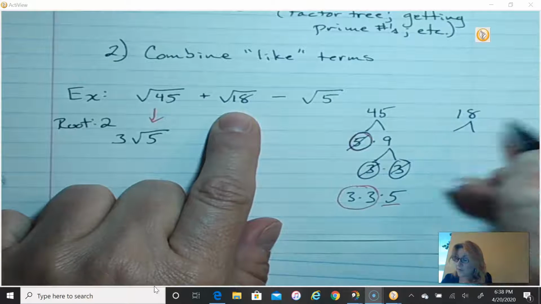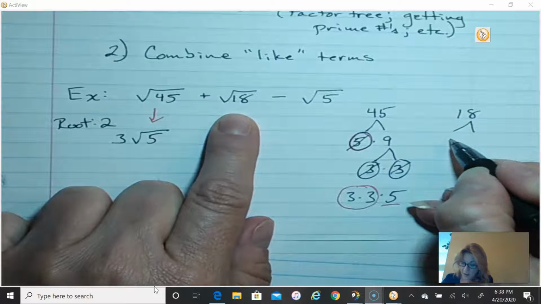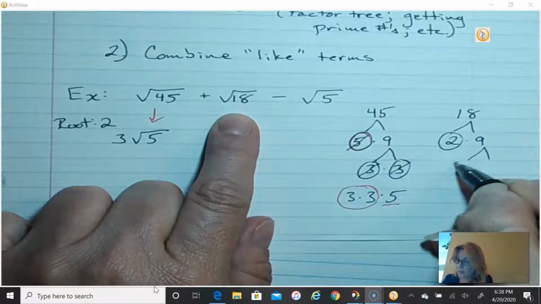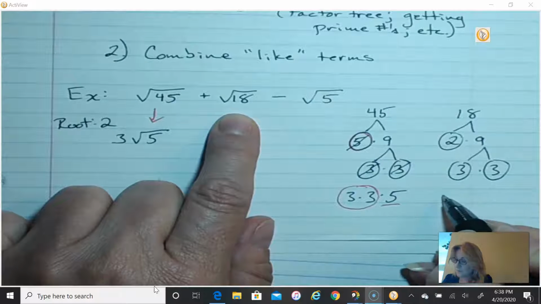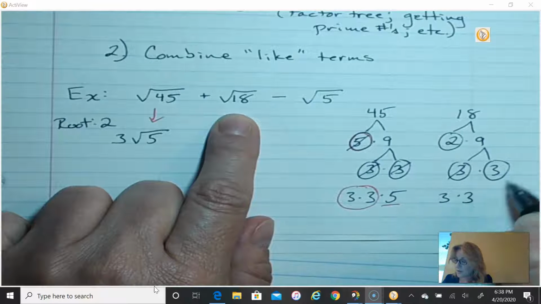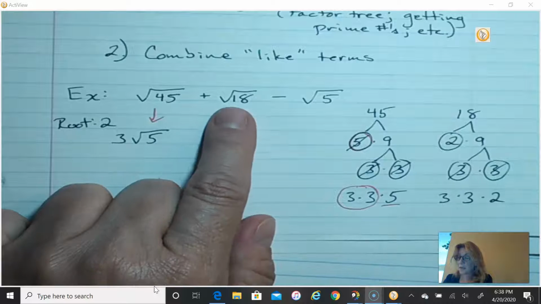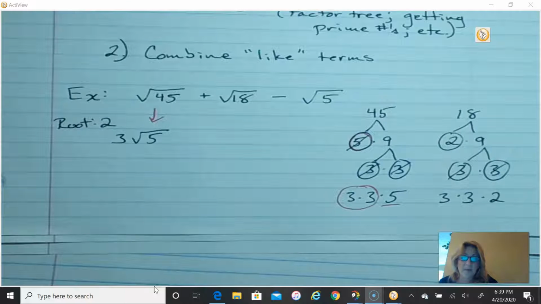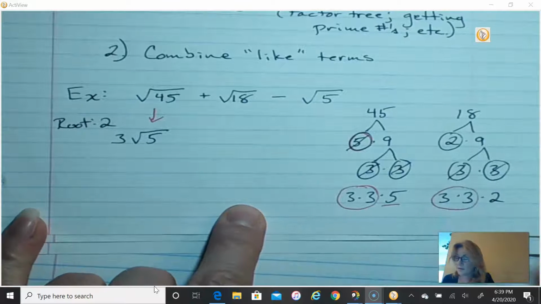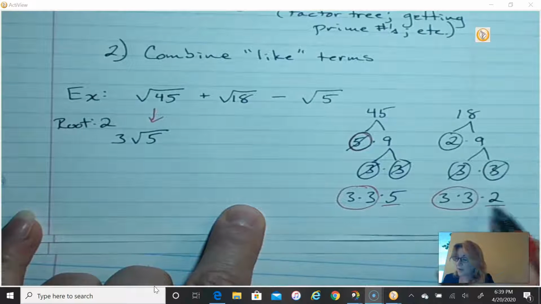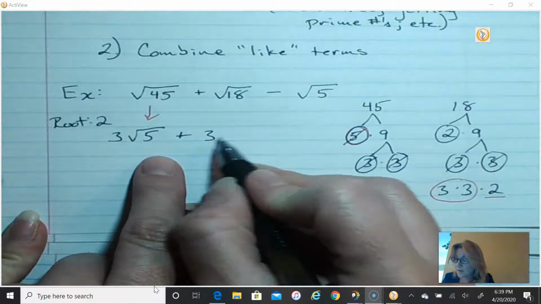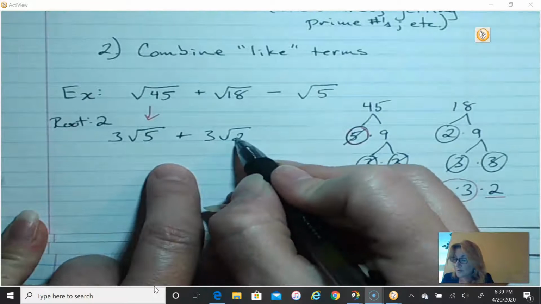I'm going to do my factor tree. I have 2 times 9. 2 is prime, and then I have 3 times 3. So 3, cross out, times 3, cross out, times 2. My root is 2 again, and also, by the way, you can only combine them if they have the same root as well. Circle my pair, and that's my leftover. So I have plus 3 on the outside, 2 on the inside.